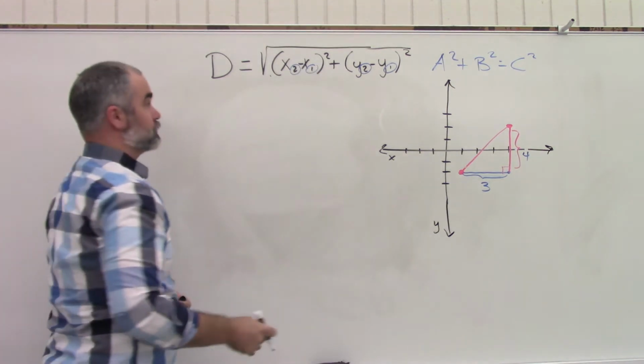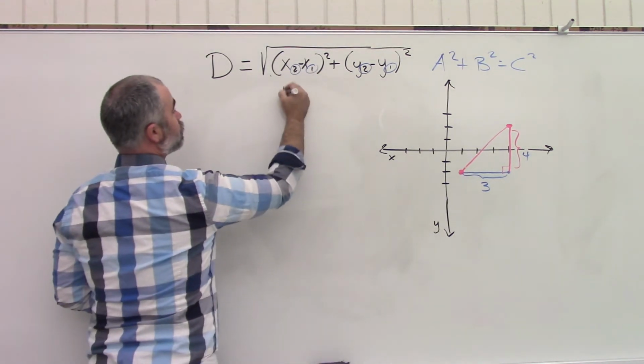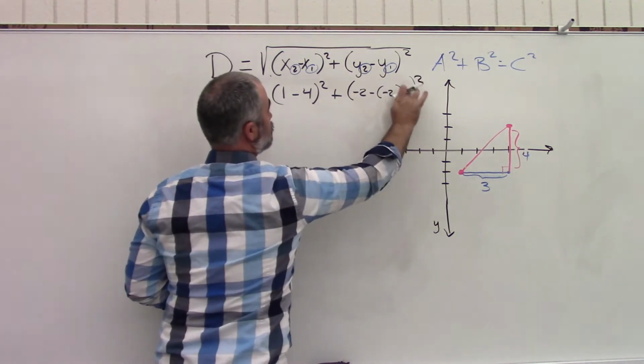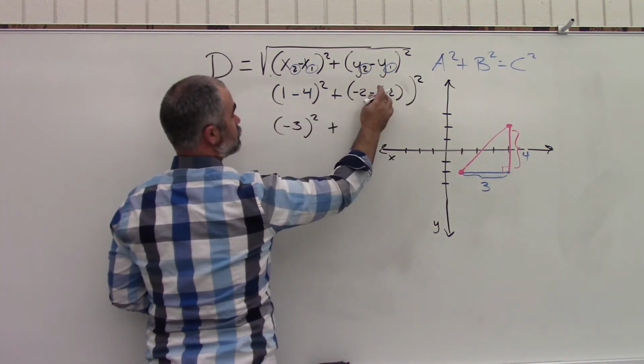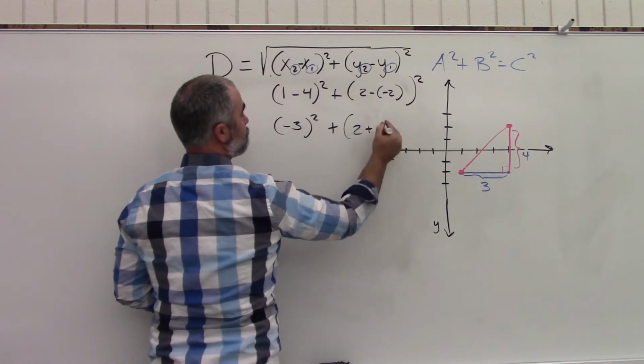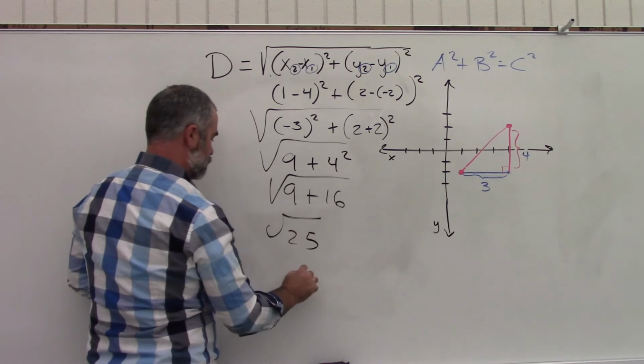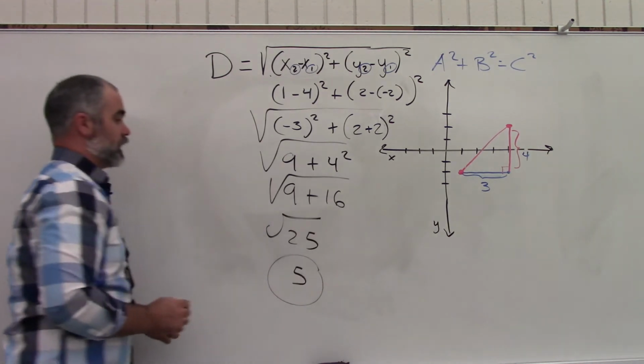I'll speed this up so you don't have to watch it. Okay, 1 minus 4 squared plus -2 minus 2 squared. That's minus 3 squared. Negative minus another negative, sorry, that's 2 plus 2 squared, and that's 9 plus 4 squared. That's 9 plus 16 equals just all squared. That's 25 squared. And that's 5. Okay.